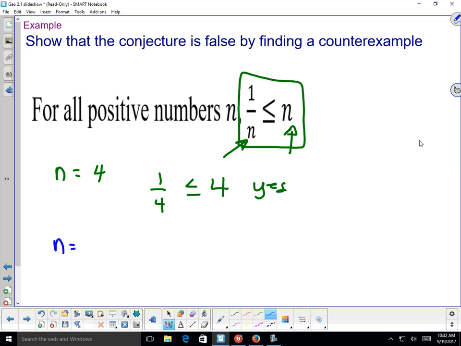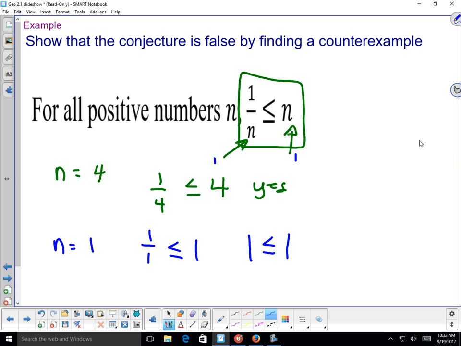What if I choose n equaling 1? Well, if I plug in 1 here and here, I'm going to have 1 over 1 is less than or equal to 1. Well, 1 over 1 is just 1, so I get 1 is less than or equal to 1.